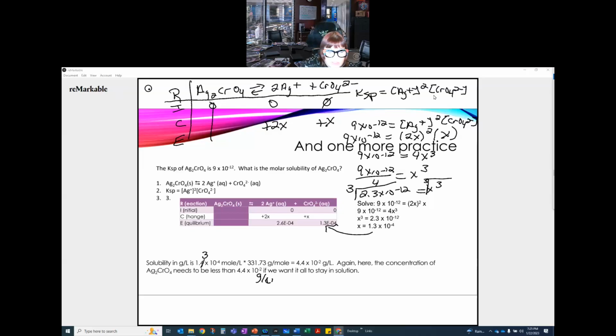What I'm going to tell you is that just like with any other ice table that we've done, practice is important. So we write these in exactly the same way. We have our balanced equation, we write our K expression, products over reactants. There are no reactants here because that's a solid. So we have our products. Remember to raise them to whatever stoichiometric coefficient is required. We put in our change.